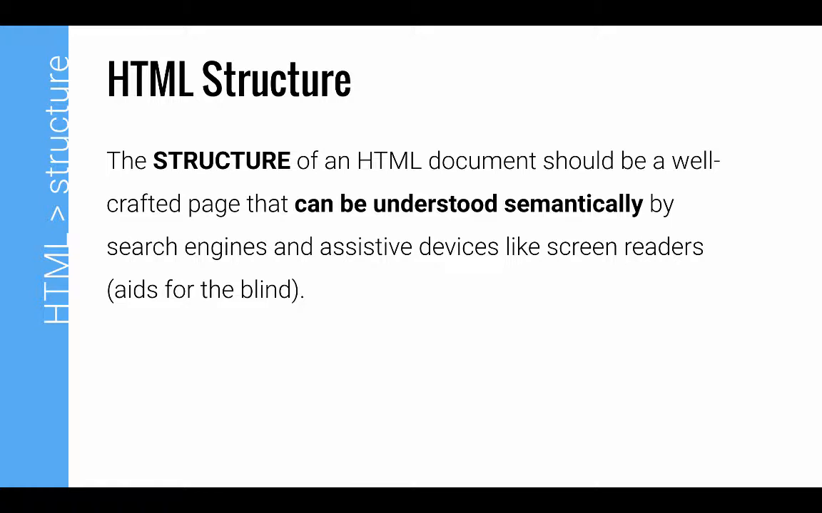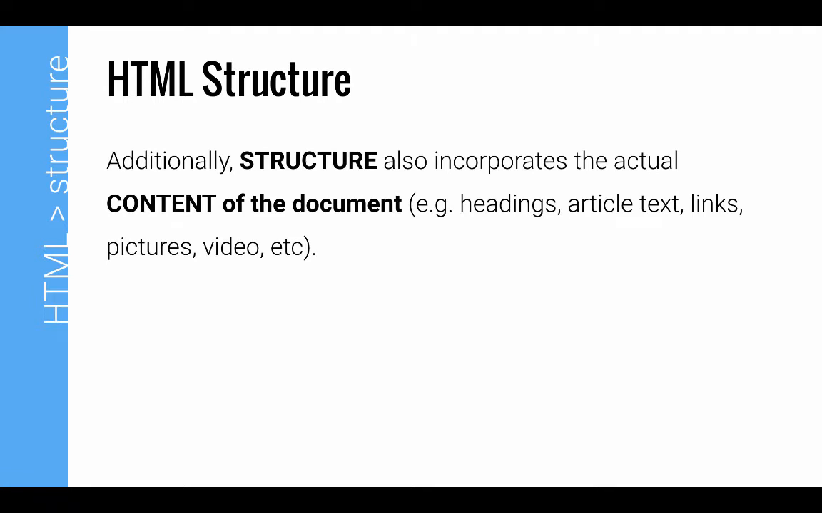HTML structure is really important. The structure of an HTML document should be well crafted, and it should be easily understood semantically by search engines and assistive devices like screen readers, which are aids for the blind or people with low vision. Additionally, structure also incorporates the actual content of the document, like, for instance, headings, article text, links, pictures, videos. That's actually the content of the document. And the reason that's also part of the structure is because, whenever you are trying to determine the structure, like article tags and link tags and list tags, you're really basing it around your existing content. Okay, right? The content is the most important thing, and you're going to build your structure around the content.